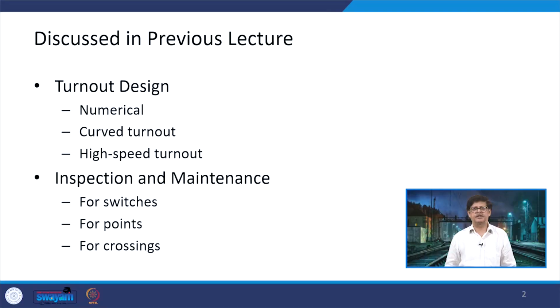In the previous lecture, we discussed the turnout design. We have solved some numericals. We discussed what the requirements are if the turnout needs to be curved or if it is to be provided for high speed tracks. Another important thing which we discussed at that time was the inspection and the maintenance of turnouts in terms of the switches, points and crossings.